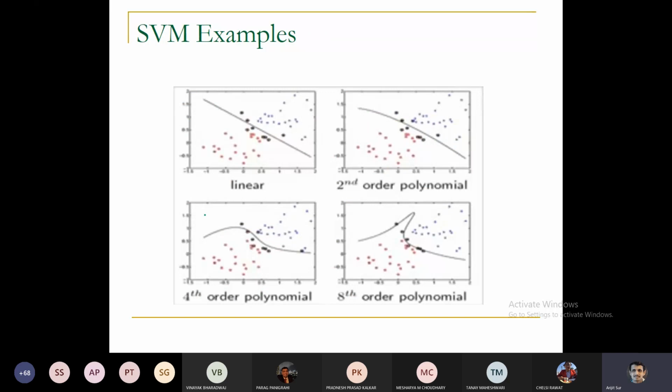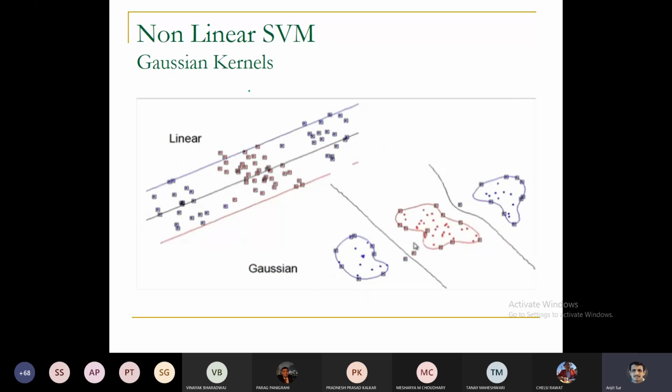Now you can say this is a linear polynomial, the second order polynomial. This is the fourth order polynomial, and these are eighth order polynomials. So these are some examples. You can see the Gaussian kernel: these are the data points in this way, and this is how the Gaussian kernel is basically used for this kind of thing. So these are the Gaussian kernels.